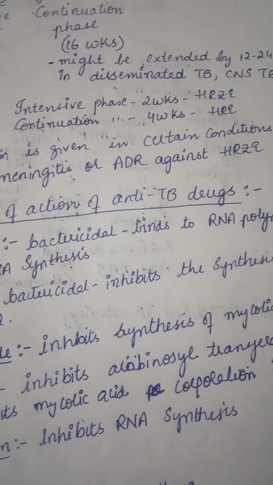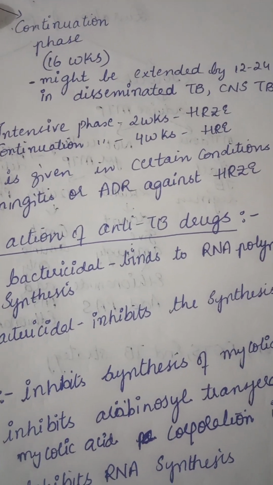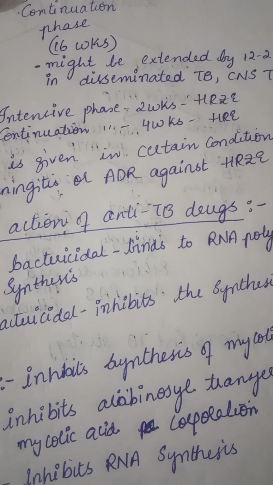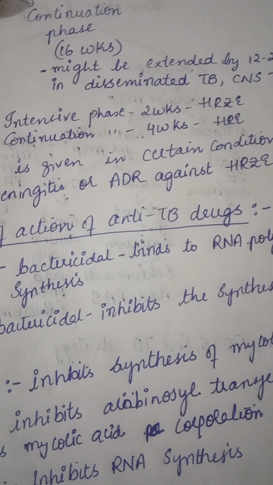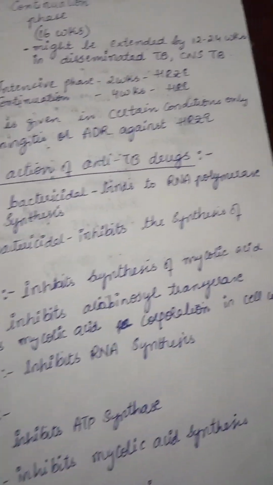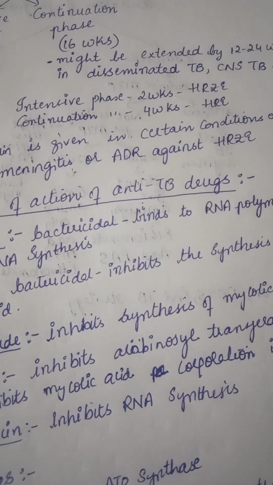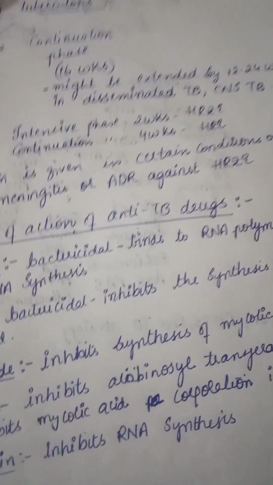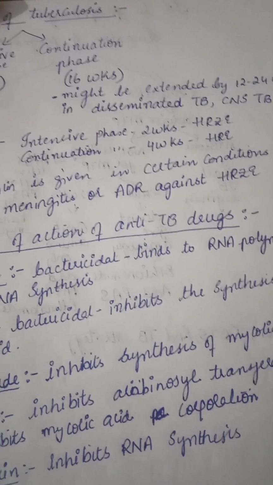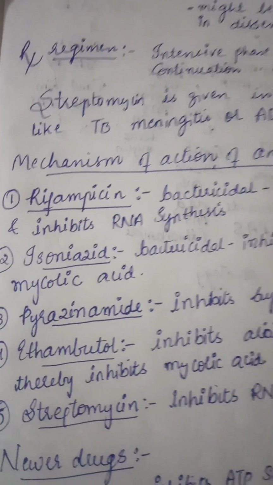Then treatment regimen, intensive phase. In intensive phase, the medicines which we take are isoniazid, rifampicin, pyrazinamide and ethambutol. And continuation phase, we take isoniazid, rifampicin and ethambutol. Alright, so streptomycin is given in certain conditions only, like TB meningitis or adverse drug reaction against isoniazid, rifampicin, pyrazinamide and ethambutol. Otherwise, streptomycin is not included in the standard treatment regimen, only in cases of allergy towards the HRZE or in case of TB meningitis we give streptomycin.